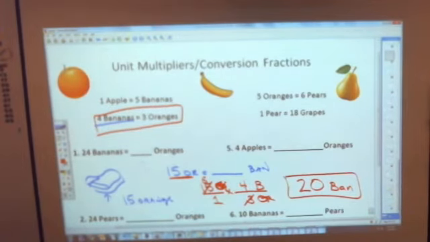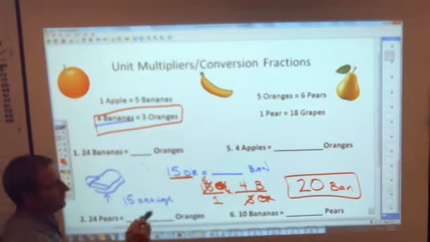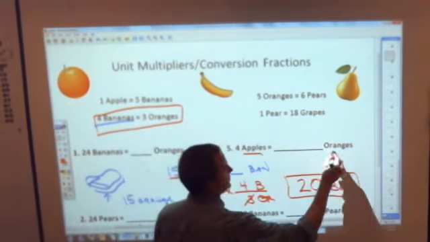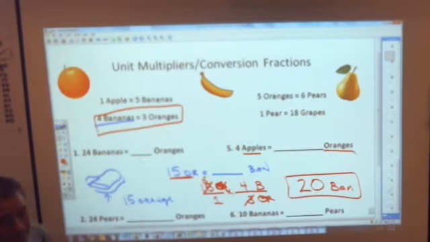Now, something else you have to understand. Sometimes you don't have the conversion fraction. For example, look at this one. If I want to convert apples into oranges, is there an apple into oranges conversion up there? By the way, who wants to speculate? 4 apples is how many oranges?